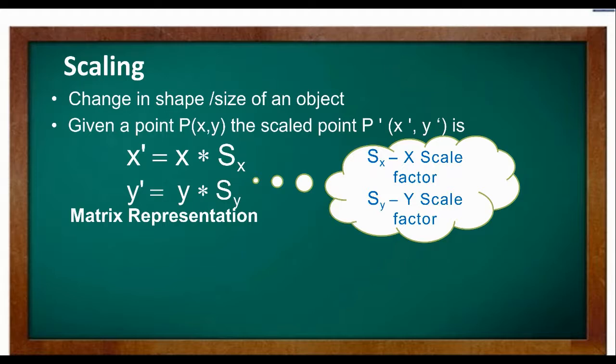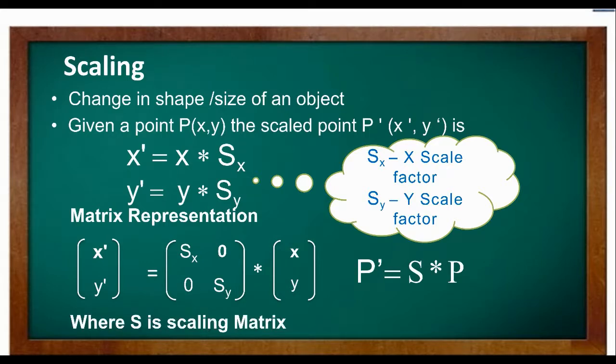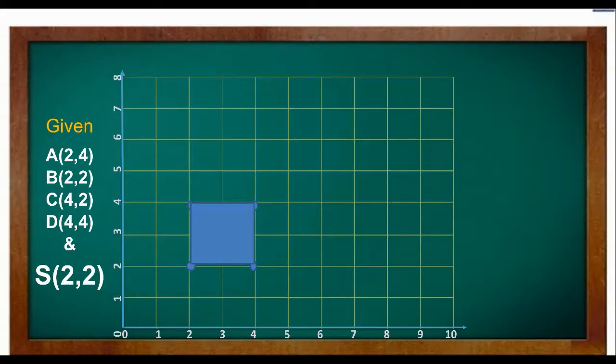So this also can be represented as a matrix. X dash, y dash is equal to the matrix sx 0 0 sy, into x, y. Now this is P dash is equal to S into P, and S we call the scaling matrix, a 2 cross 2 matrix. So now let us see how to apply scaling. Given a square, whenever we want to scale an object, we have to scale each and every point and move the scaled object to the scaled points.